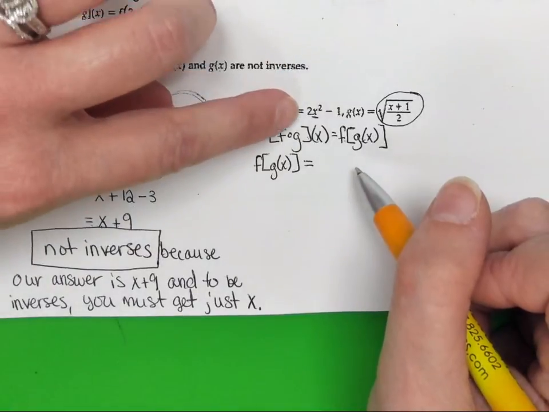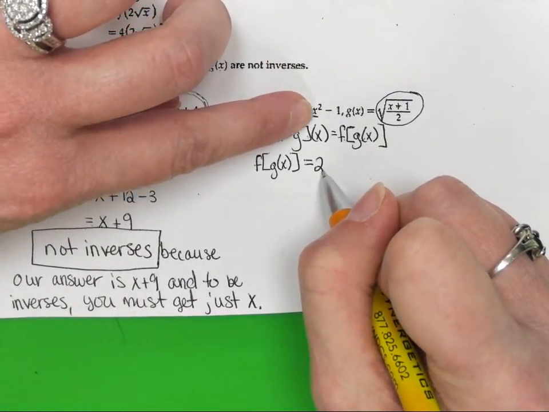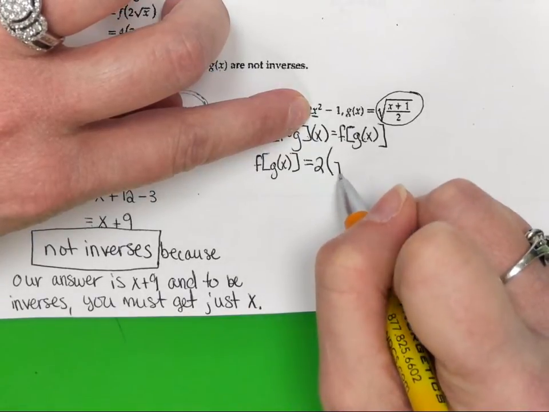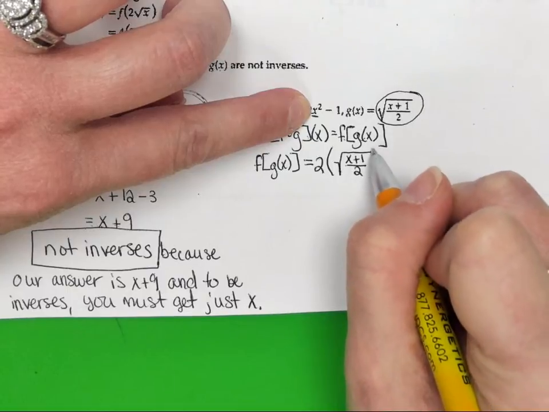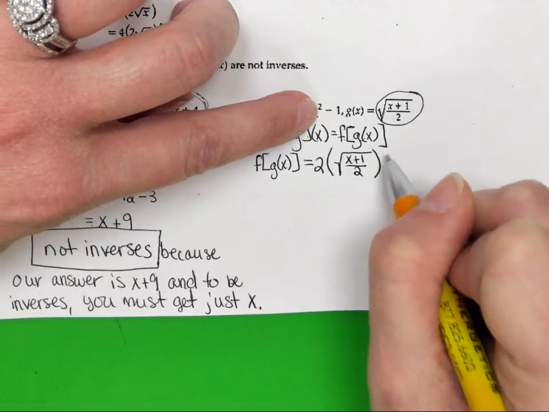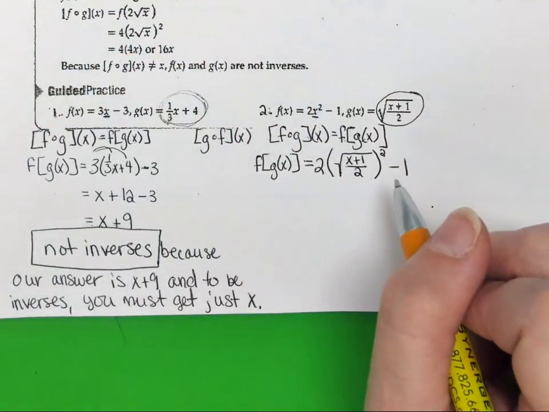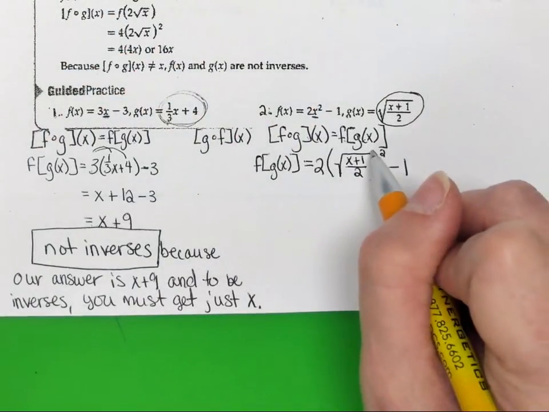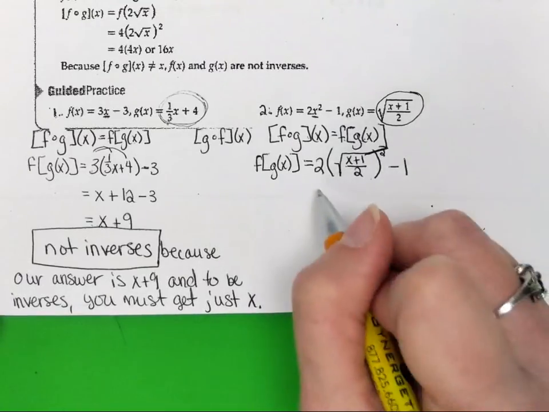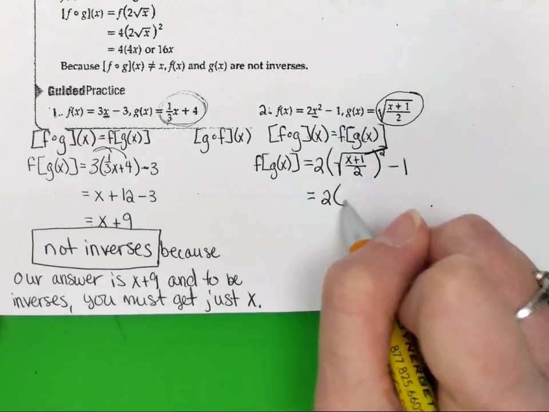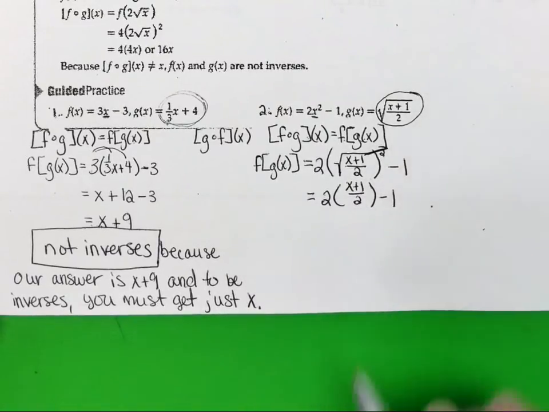Ready? Here's a cool thing that happens. Watch, here we go. So you got 2 first. Then instead of x, I'm going to put g of x. Hold on, don't freak out yet because something cool is going to happen. Then it is squared. So they cancel out, right? So you don't have to worry about it. This square root and this square cancel out. So I have 2 times x plus 1 over 2 minus 1.